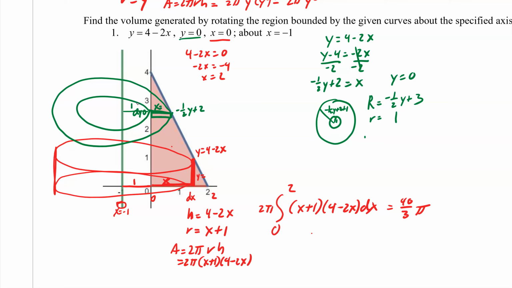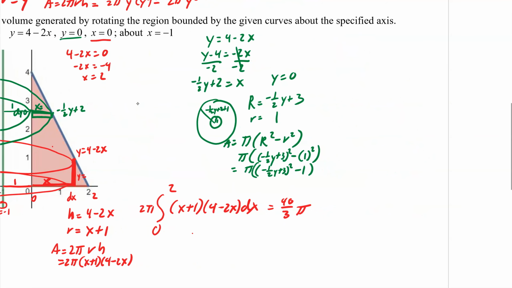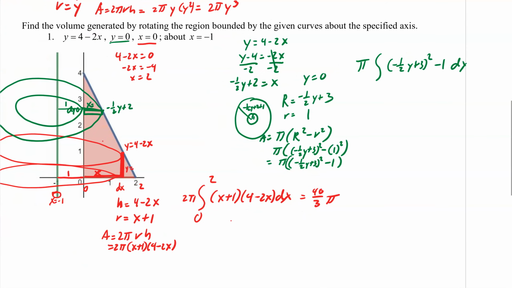Okay, so this would give us pi big R squared minus little r squared for our area of that one disk, that washer. So -1/2 y plus 3 squared minus 1 squared gives me pi, and then I'm not going to multiply that out, -1/2 y plus 3 squared minus 1, big parenthesis, and now we can just plug it in our integral. So we need to know from where to where, and that's our solving just like before. So -1/2 y plus 3 squared minus 1 dy, but we need our start to finish. And we can obviously see that it's the dy, so it's from 0 to 4.